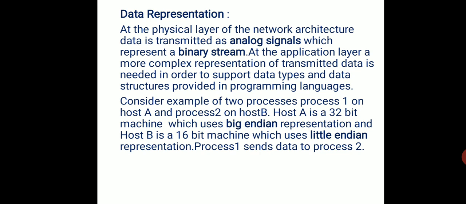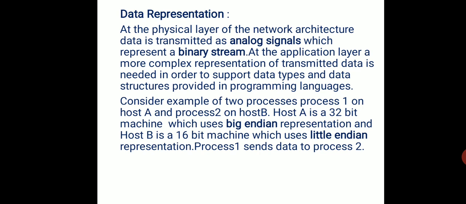So at the physical layer of network architecture, data is transmitted as analog signals which represent a binary stream. This binary stream is transmitted in the form of analog signals. At the application layer, a more complex representation of transmitted data is needed in order to support data types and data structures provided in programming languages. Data types may be strings, integers, or floating point, and data structures may be arrays, records, or objects.